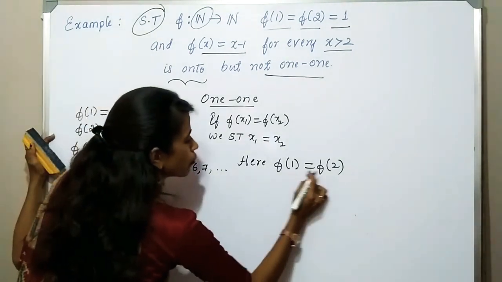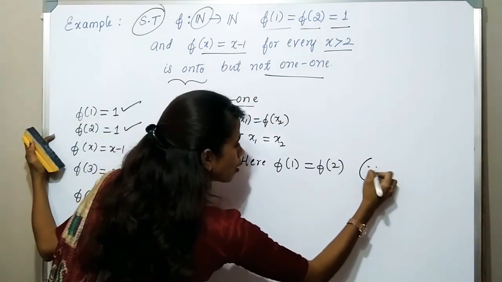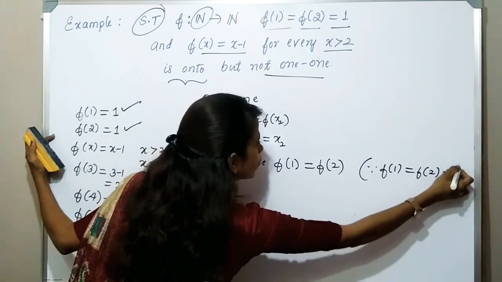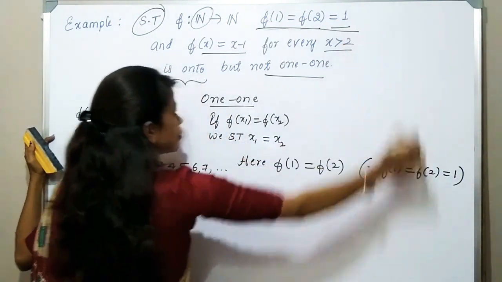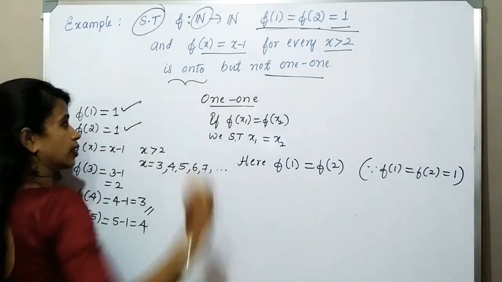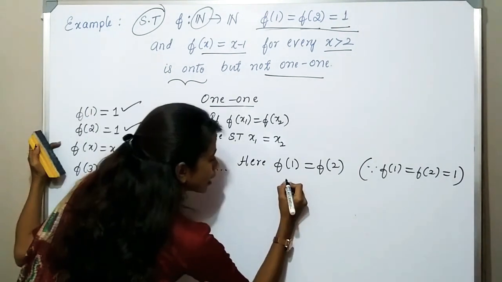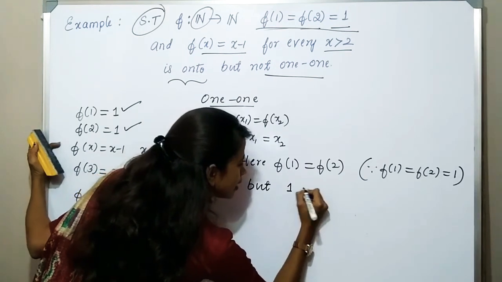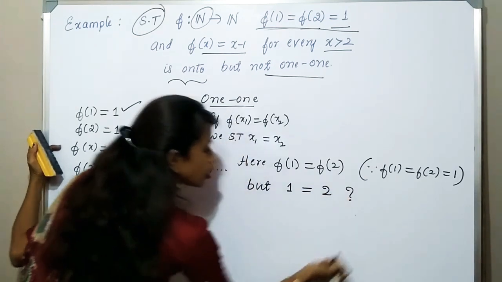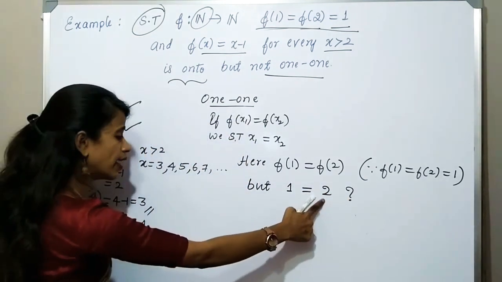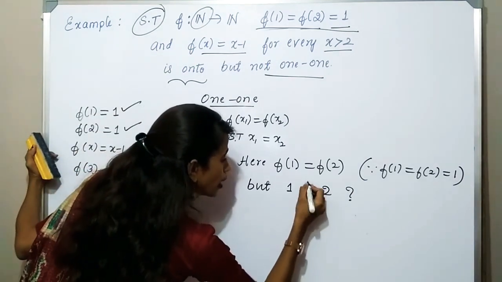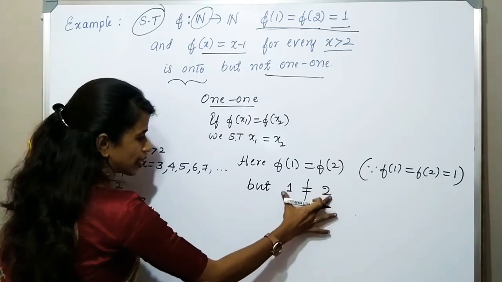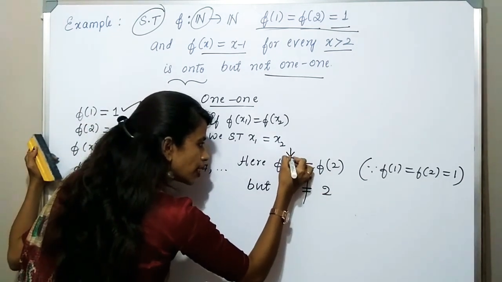So here f of 1 and f of 2 are both equal, because f of 1 is equal to f of 2, which is equal to 1 by hypothesis, by the given information. Next, but is 1 equal to 2? Is 1 equal to 2? Never. So here 1 is not equal to 2. The images are equal, but the corresponding elements are not. What is the corresponding element here?